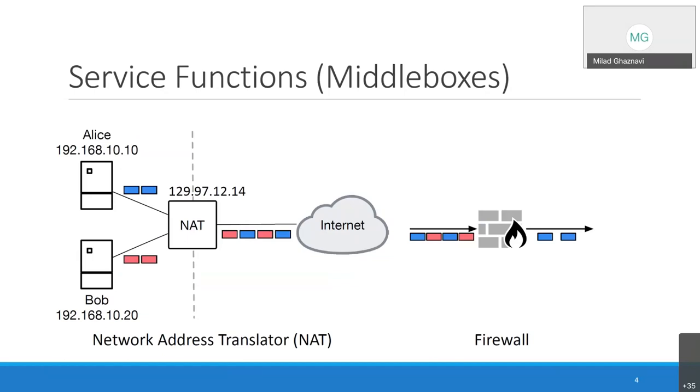On the right side, there is another example, a firewall that receives packets and filters them based on some rules. For example, it receives blue and red packets, and based on the rules, it only allows blue packets to pass.